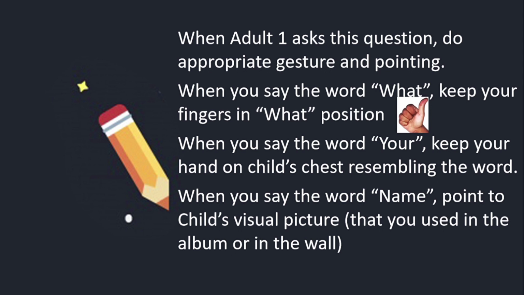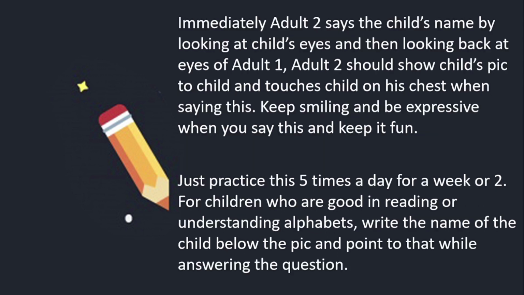When you say the word, "What?" keep your fingers in the "What?" position. When you say the word, "Your," keep your hand on the child's chest resembling the word. When you say the word, "Name," point to the child's visual picture that you used in the album or on the wall. Immediately adult 2 says the child's name by looking at the child's eyes and then looking back at the eyes of adult 1. Adult 2 should show the child's pic to the child and touch the child on his chest when saying this.